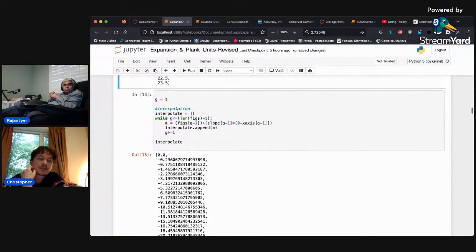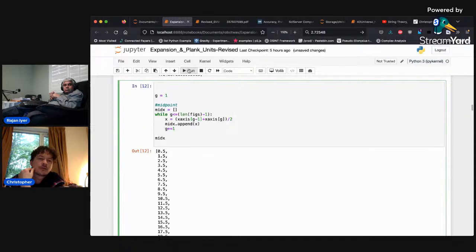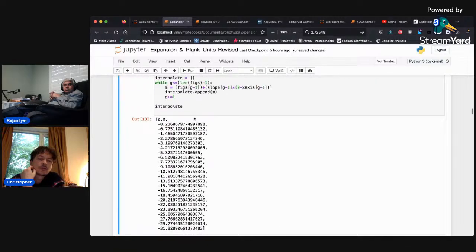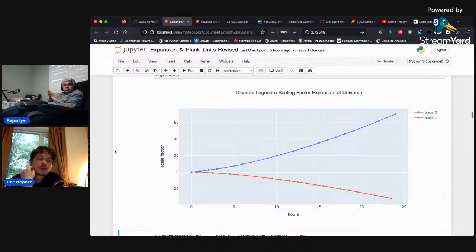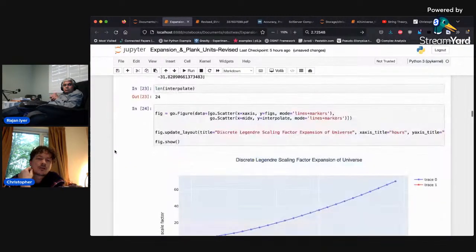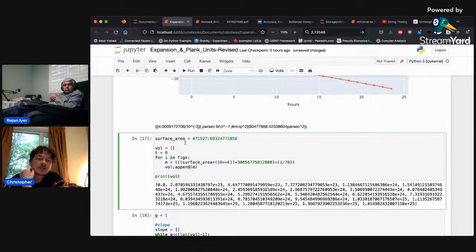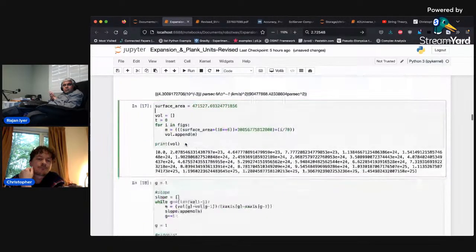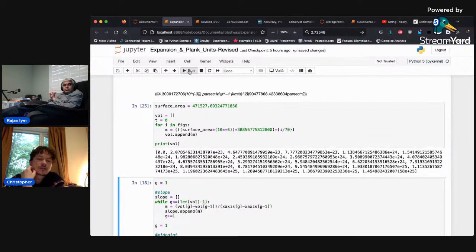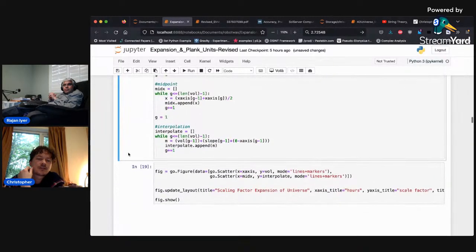That's the same. Skip that, I believe. No, we don't. Skip that. We need this. Interpolate, did it? Okay, I think that's all right. What is interpolate? Okay. Surface area, that's all right. I don't think any change happened there.